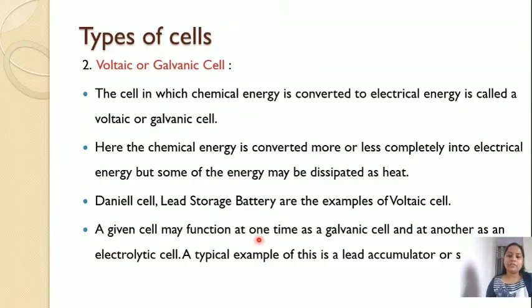A given cell may function at one time as a galvanic cell and at another as an electrolytic cell. A typical example of this is the lead accumulator or storage battery. It behaves as a galvanic cell as well as an electrolytic cell. If the charging process takes place, then it behaves as an electrolytic cell, that is, electrical energy is converted into chemical energy. When electricity is off, that cell acts as a galvanic cell, that is, chemical energy is converted into electrical energy.